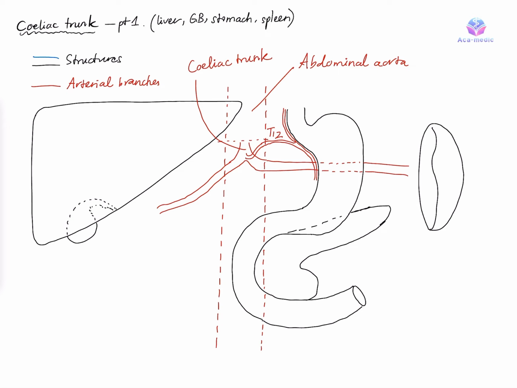So now let's name these branches here in our diagram. This one is the left gastric artery. Okay, this one is the splenic artery that goes to the left. And this one is the common hepatic artery that goes to the right.